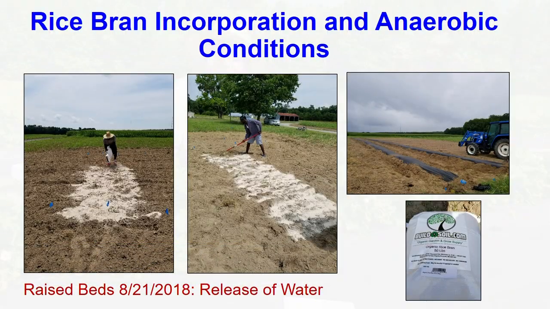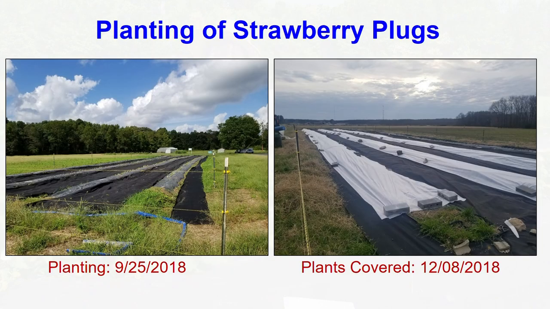According to literature, it will generate more toxic compounds and kill some pathogenic bacteria. But there is a possibility they may also kill good bacteria. And I got this rice bran from Texas. This is organic in nature. So we planted in September, and then by December, we covered everything.